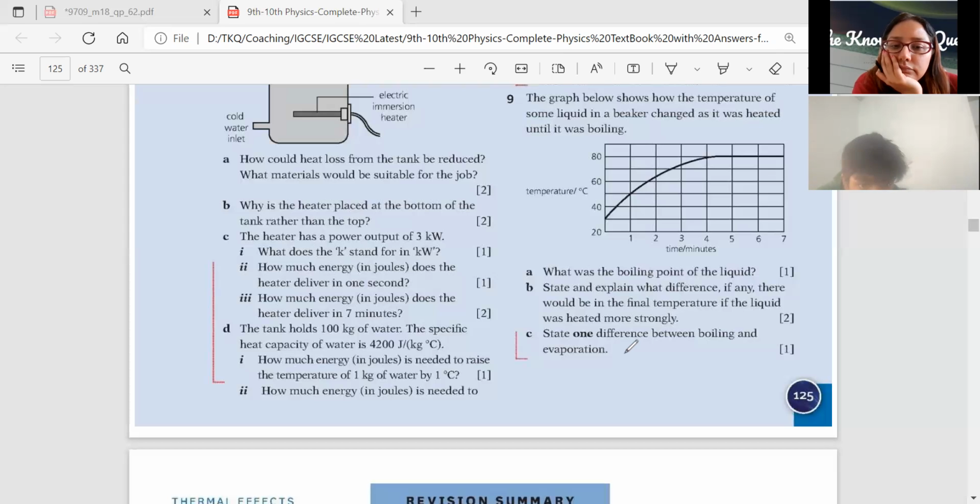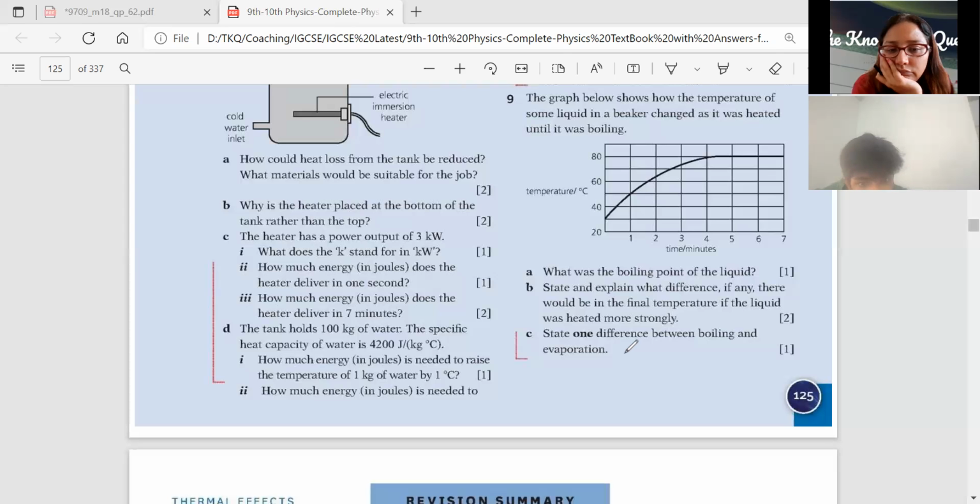The tank holds 100 kilograms of water. The specific heat capacity of water is 4200 joules per kilogram degree Celsius. How much energy in joules is needed to raise the temperature of 1 kg of water by 1 degree? 4200 joules.